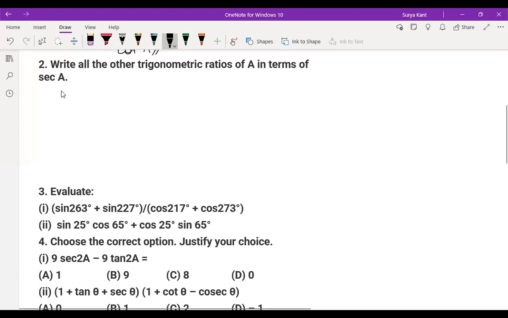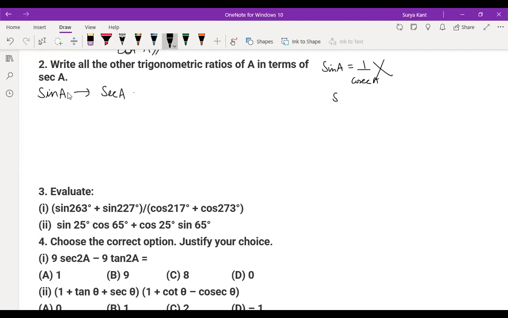Suppose you have to convert sin A into the form of sec A. So how can we convert, children? Sin A equals 1 by cosec A will not be applicable here, because we have to convert it to sec A.